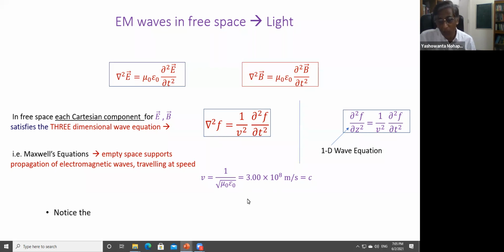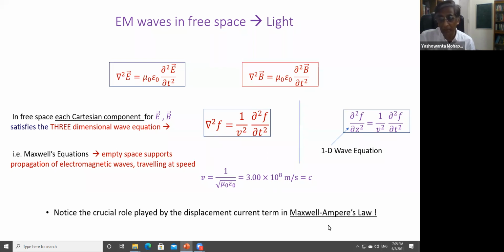So what I want you to notice is the crucial role played by the displacement current term in the Maxwell-Ampere law. Now, the term mu naught epsilon naught del E by del t was missing earlier. Once you put that in, the wave equation just comes out of it so simply. So Maxwell's fixing of Ampere's law was extremely crucial for obtaining light waves out of Maxwell's equations.